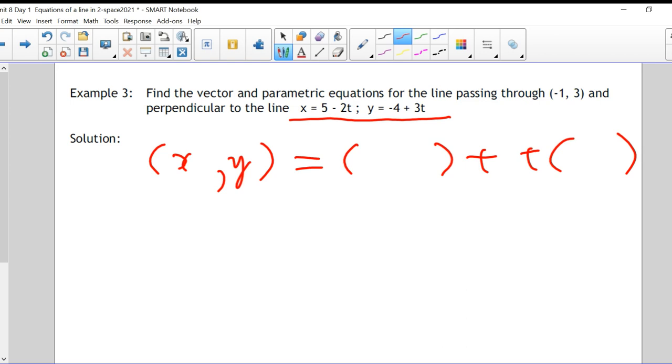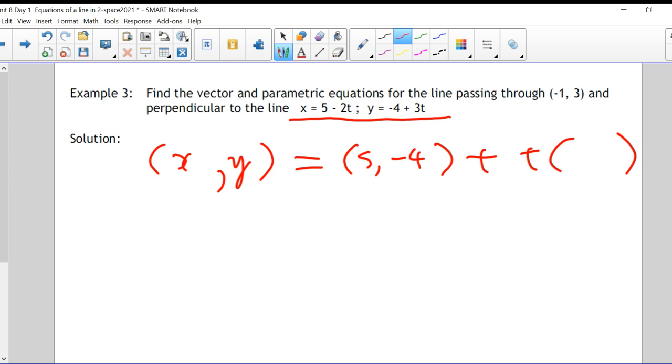Can somebody sort of walk it back the other way now and tell us what this is going to look like? And I'll take a volunteer on this one. I'm not gonna spin the wheel on this one. All right. What would be the point and what would be the direction vector? So 5, -4 is the point. That's correct.